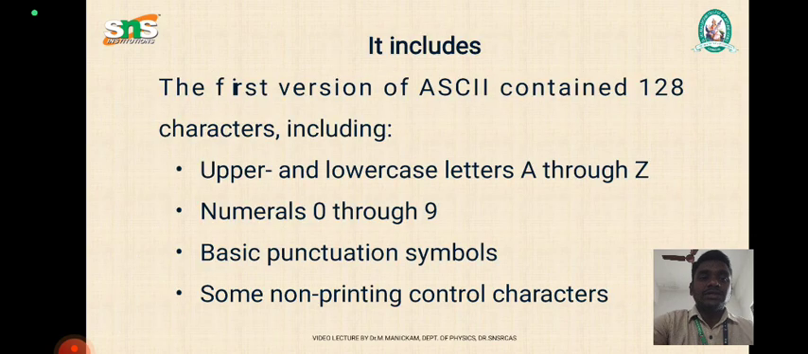The first version of ASCII code contained only 128 characters, including upper and lower case letters A through Z, numerals 0 to 9, and basic punctuation symbols like comma, at, semicolon, colon, and some non-printing control characters. So these are all included in that first version of ASCII code, totally 128 characters.